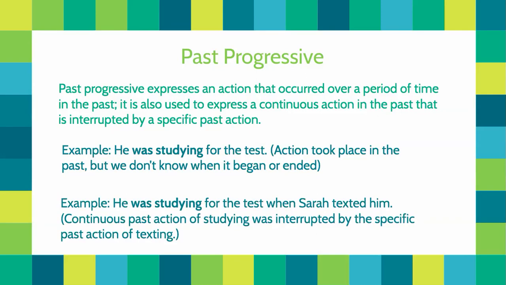He was studying for the test when Sarah texted him. This is a continuous past action of studying. It was ongoing, and then it was interrupted by a specific past action. Again, noting that texted is your simple past tense. So you have an ongoing action that's interrupted by one specific moment, one specific action happening that is not ongoing.